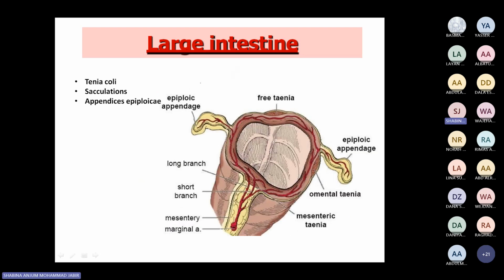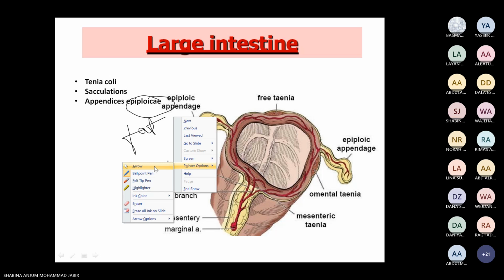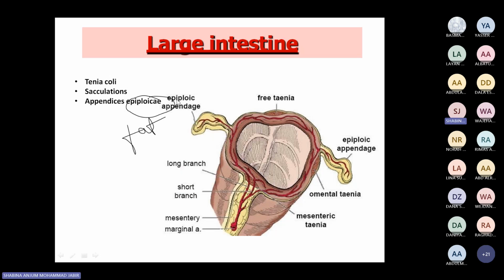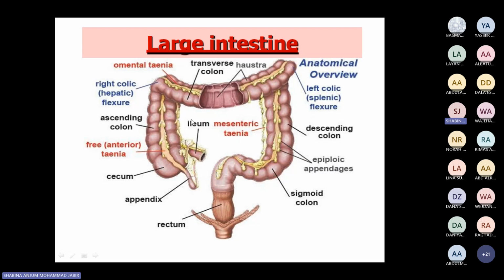Now we have another feature called appendices epiploicae. What are these? Epiploic means fat. Over the large intestine, you will find fat globules like this. These fat globules are called appendices epiploicae or epiploic appendages. You will get many appendages like this. Can you see here? These appendages are in close relation with the taenia coli.